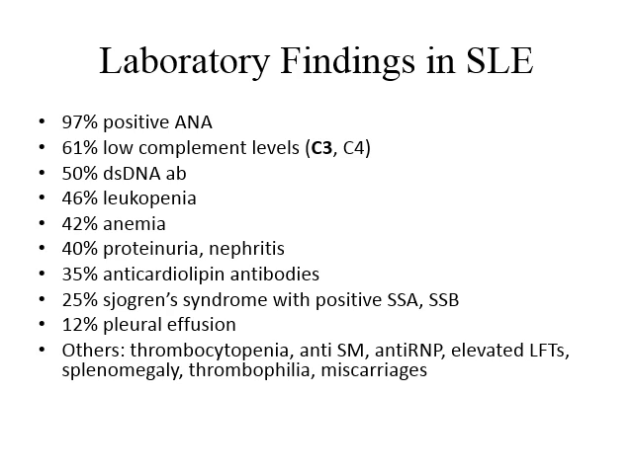Now, laboratory findings of systemic lupus erythematosus: 97% positive anti-nuclear antibody, 61% present with low complement levels C3 and C4, 50% present with double-stranded DNA antibody, 46% present with leukopenia, 42% present with anemia, 40% with proteinuria nephritis, 35% anticardiolipin antibodies, 25% Sjogren syndrome with positive SSA/SSB, 12% pleural effusion, and others are thrombocytopenia, anti-Sm antibody, anti-RNP antibody, elevated LFT, splenomegaly, thrombophilia, miscarriage, etc.